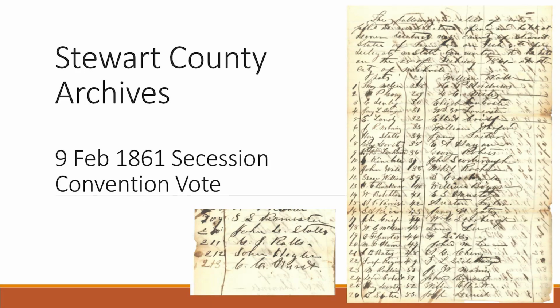This is February 9, 1861. This was the vote in which Tennessee decided whether or not to have a secession convention. And statewide, this vote failed. Tennessee at this time chose not to have a secession convention. This is the return for Stewart County District 7, which is where Dover, the county seat, is.